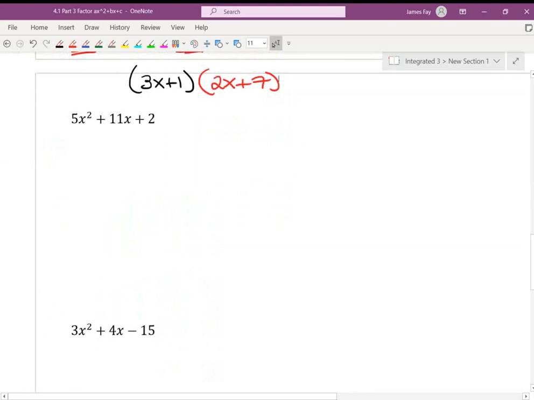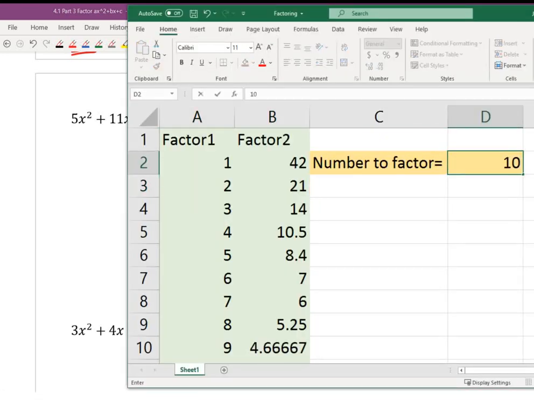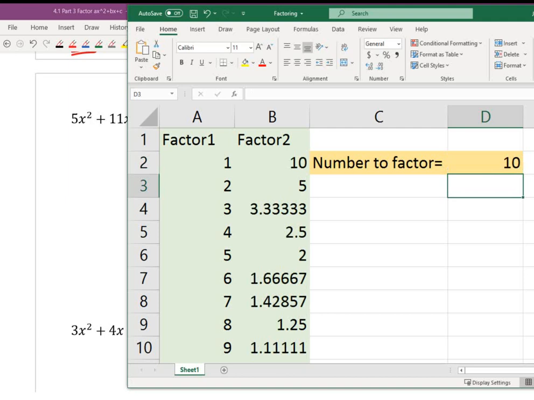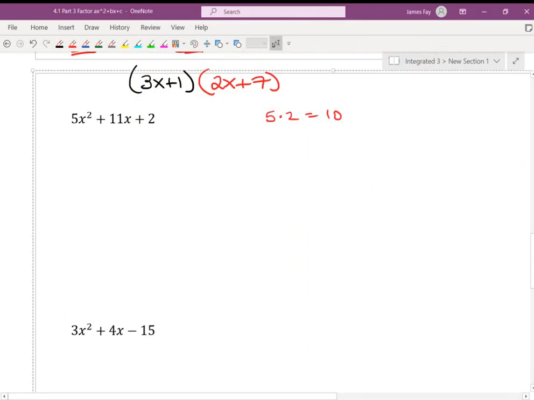Okay, what am I going to get when I multiply A and C together? Yeah, so 5 times 2 gives me 10. Okay, now on some of these, my hope is that you don't necessarily need, here the 10 is pretty small, but if you want to use this, okay, which ones add up to give me 11? 1 and 10, right? Okay, so 1 and 10 are going to be the numbers that I use.